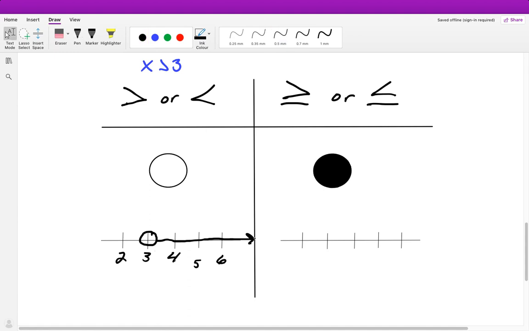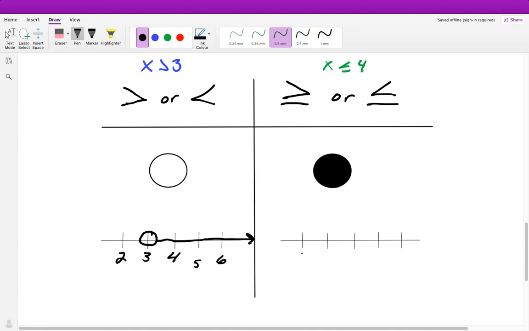So in this case, when I see the open circle, it's telling the reader that it's just greater than that or just less than that, and it's not equal to. So it means I cannot use 3 as my solution, but I can use any number to the right of 3, or any number that's greater than 3, in my solution. All right, so whenever we see these open circles, it's telling us that it's just greater than or just less than.